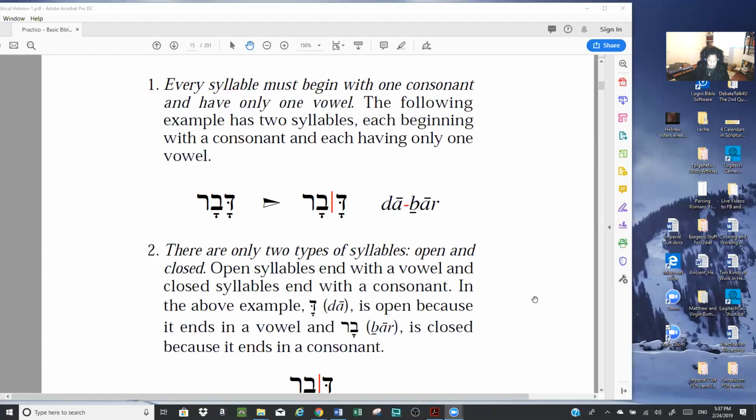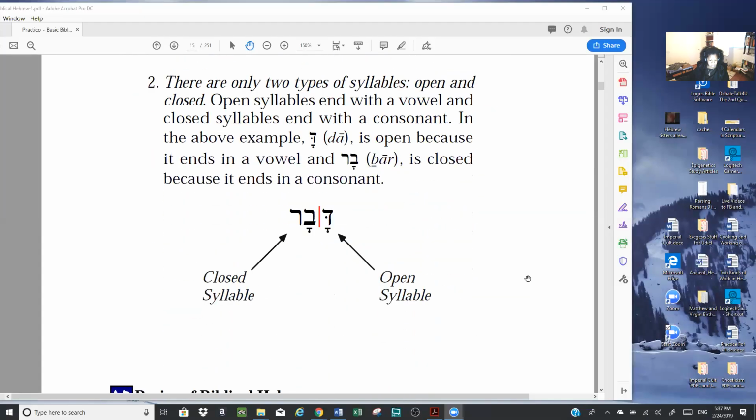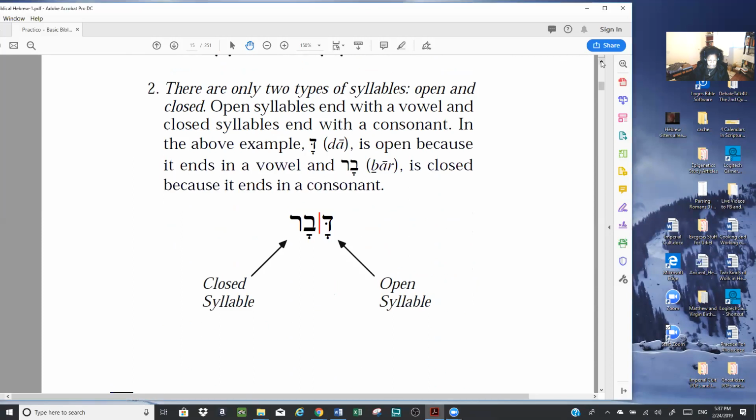All righty, so let's continue talking about the next thing for the rules of syllabification. There are only two types of syllables, open and closed. Open syllables end with a vowel and closed syllables end with a consonant. And these two types of syllables are present in the above example, as I just drew out.